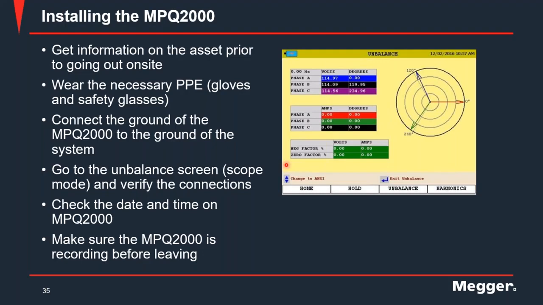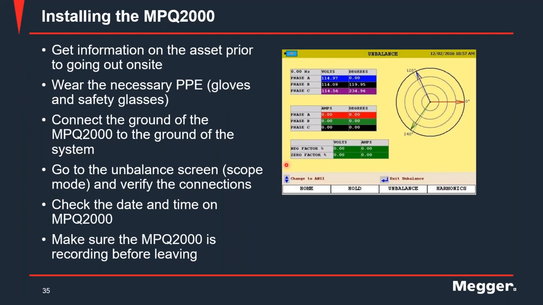Wear the necessary PPE. Gloves are important because you're working at high voltage levels, 480 volts, 600 volts. Make sure that you're wearing PPE there. You can wear safety glasses too. Make sure that you have sufficient insulation on your footwear. You're not wearing light footwear and standing on wet ground. Avoid all of that. Safety is very important when it comes to this, especially because you're working with live voltage here. Connect the ground of the unit to the ground of the system. That helps you measure, get reliable results. So make sure that the ground is connected there.